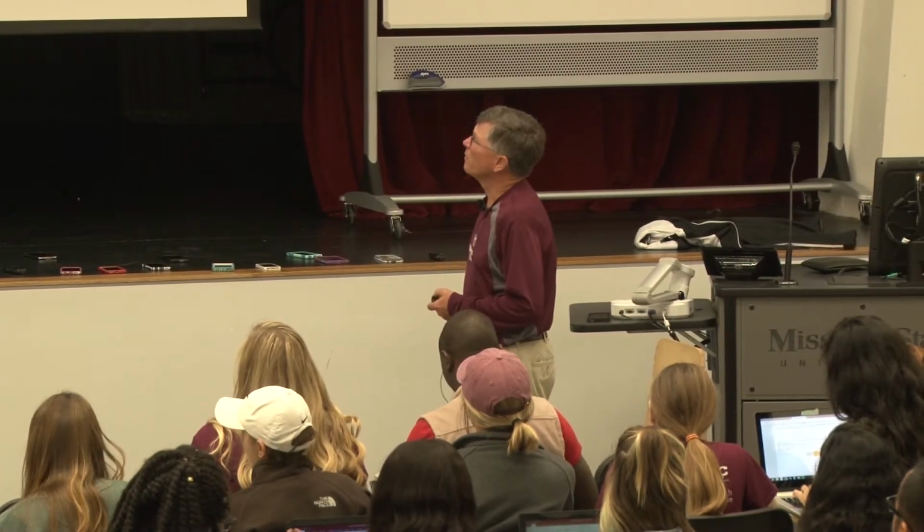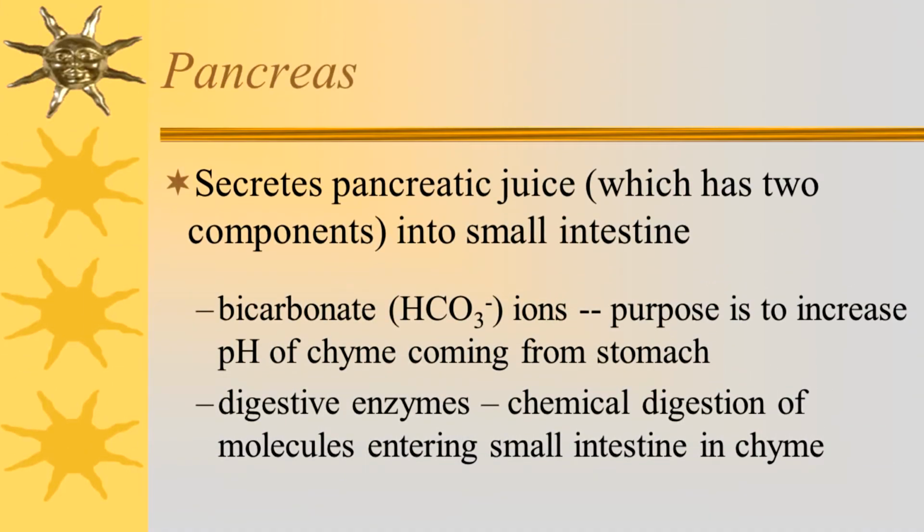So now we're going to deal with the pancreas, which has a major function in the chemical digestion processes that take place in the small intestine. As the slide says, the pancreas secretes a pancreatic juice, which has two components, into the small intestine. One of the components is bicarbonate. It secretes, relatively speaking, a large number of bicarbonate ions, and the primary purpose of bicarbonate is to raise the pH of the chyme as it enters the small intestine.